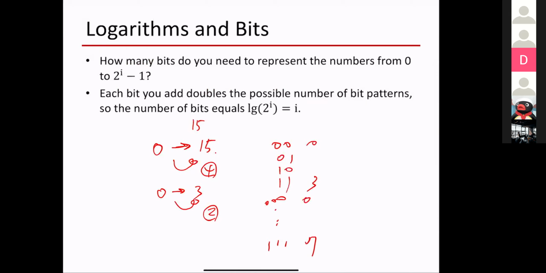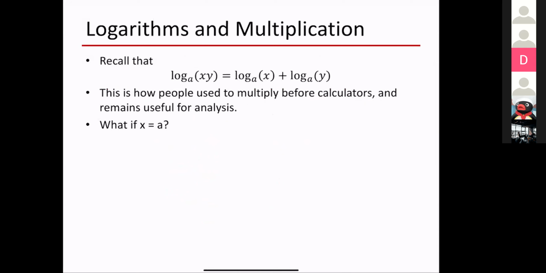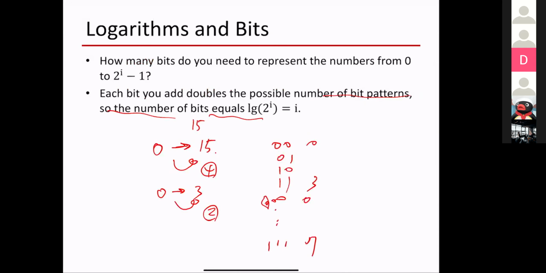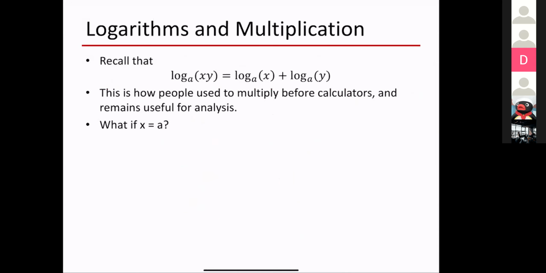Clear? So each bit you are adding double the possibility, double the bit pattern. So the number equals, log to I is I. Okay? So logarithm and multiplication. Recall that log xy is divisible into the individual logs. This is how people used to multiply before calculators, and it remained useful for analysis.